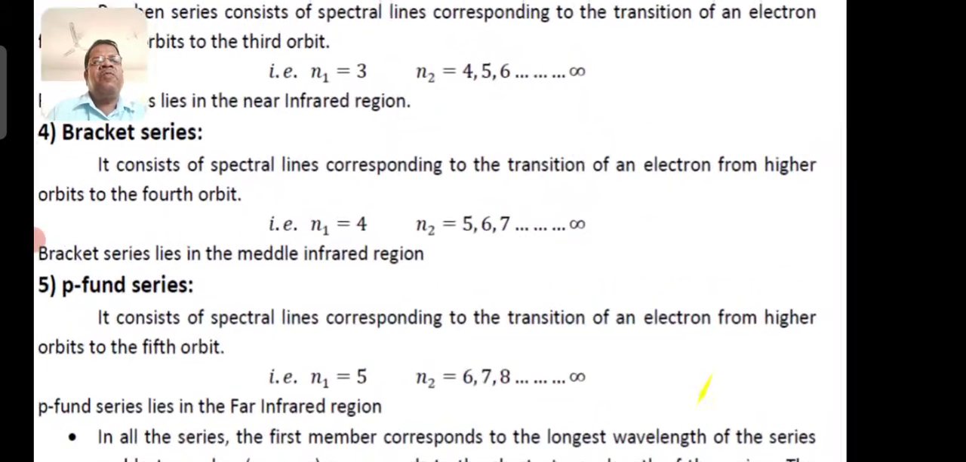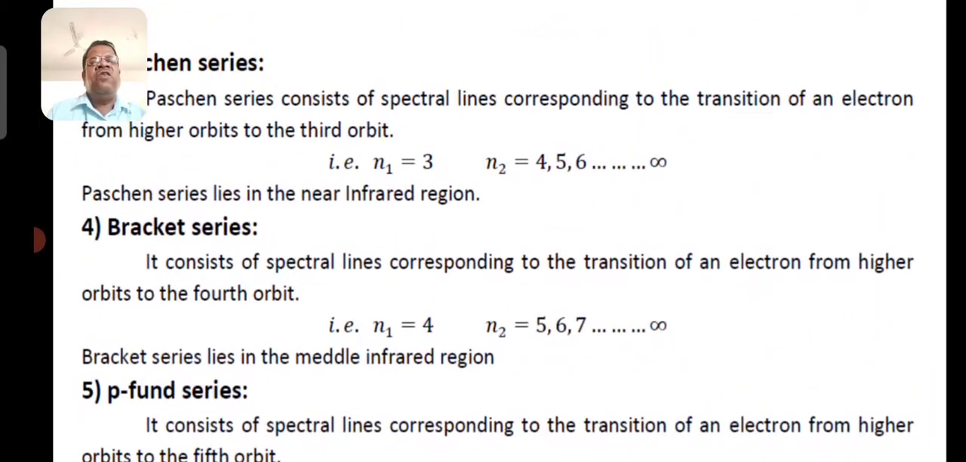The Paschen series consists of spectral lines corresponding to the transition of an electron from higher orbits to the third orbit, that is, lower orbit number n1 equals 3, higher orbit number n2 equals 4, 5, 6, and the last one infinity. For the Paschen series, n1 equals 3 is fixed. For the first member, n2 is 4. For the second member, n2 is 5. For the third member, n2 is 6. For the last member, n2 equals infinity. The Paschen series lies in the near infrared region.